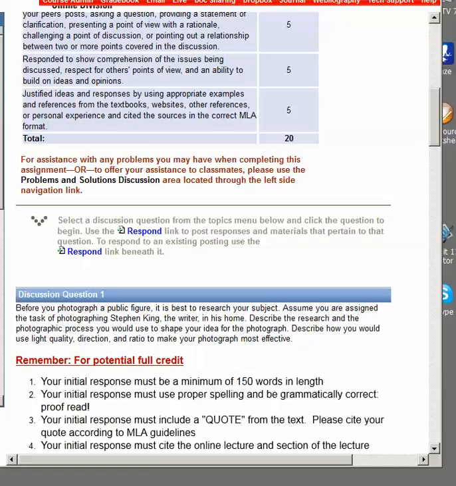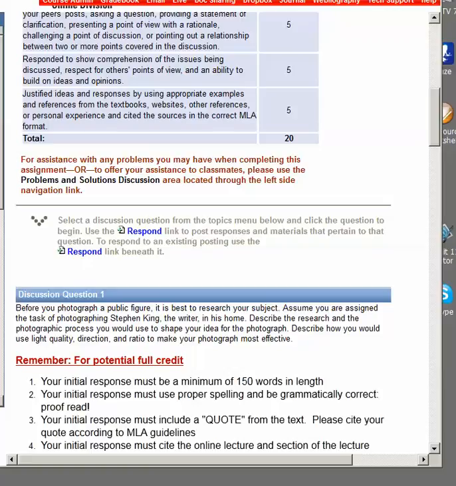Let's see, I think that was about it. Otherwise, when I'm looking at your answers, I'm just looking to make sure that you answered the question in full. I want to know what sort of research you did on Stephen King, how you planned your shoot, how thoroughly you prepared yourself, and I really am looking to make sure that you describe exactly how you're going to use light quality, direction, and ratio to make your photograph effective. Hopefully, through this exercise, you're able to build in your own mind a creative vision that you could execute, and figure out how you would use your lighting tools to do that.